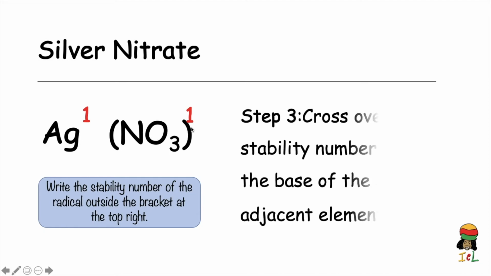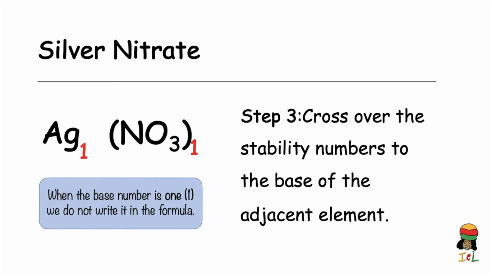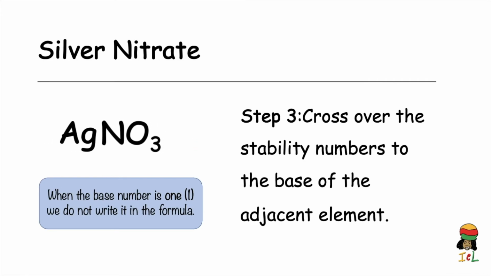So that takes us to step 3, where we'll cross over the stability numbers to the base of the adjacent element and radical. Keep in mind that when the base number is 1, we do not write it in the formula. And when the base number of the radical is 1, we also delete or erase the brackets from around the radical. So the chemical formula for silver nitrate is AgNO3.